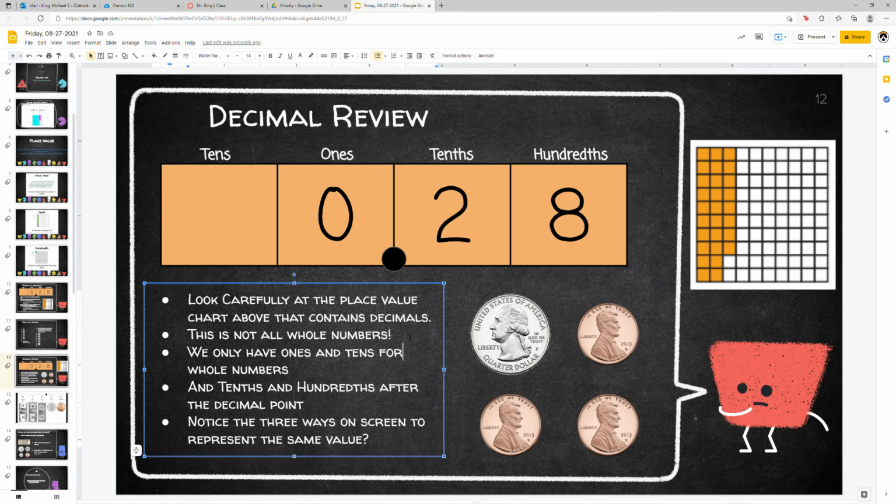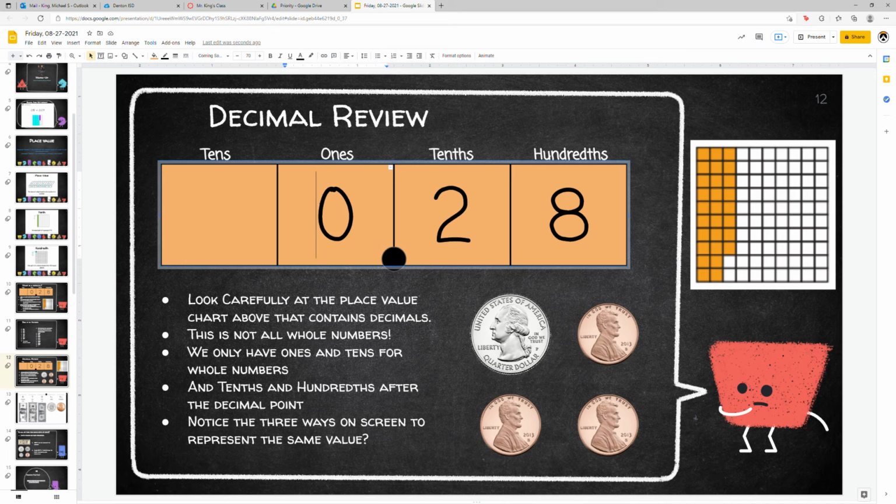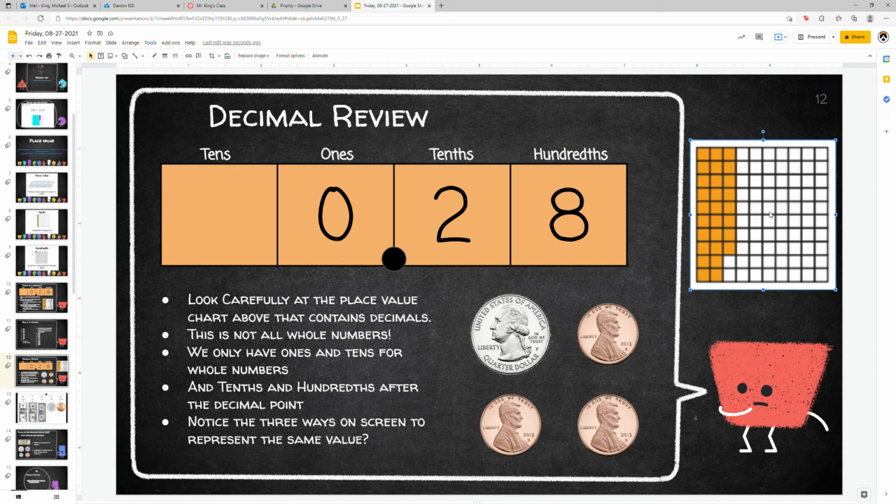Also take note of the 3 ways on screen to represent the same value, right? We talked about that today, learning different ways to represent a number. As just a decimal number, we could say this is 28 hundredths. If I represented it as a model, I've got this hundreds grid over here with 28 squares shaded in. Also, that represents 28 hundredths.